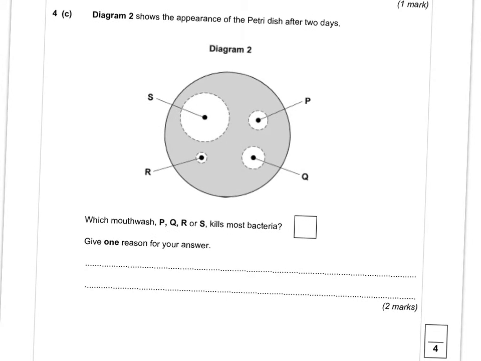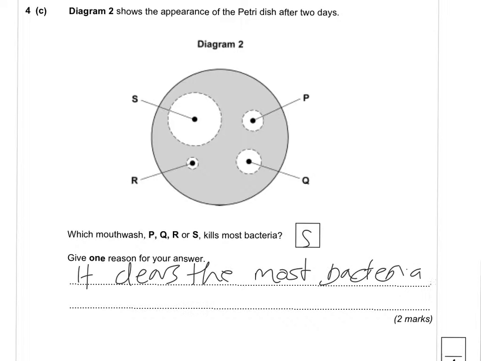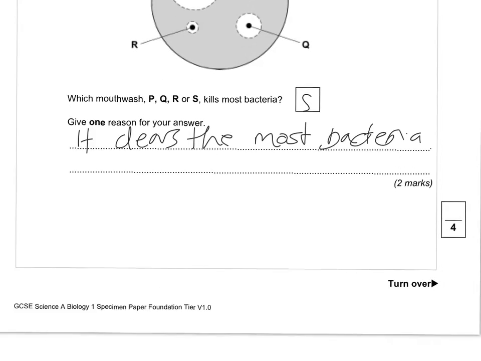4C. Diagram 2 shows the appearance of the petri dish after 2 days. Which mouthwash, P, Q, R or S, kills the most bacteria? Well, if we analyse the areas, we can see that disc S has cleared the most area of any bacteria that may have been present. Disc R has cleared the least area, P the second least, and Q the third. Okay, so S was our correct answer because it clears the most bacteria. Okay, next question.